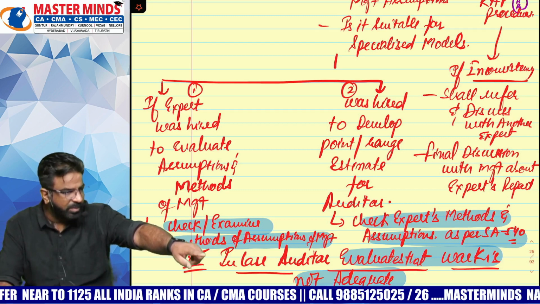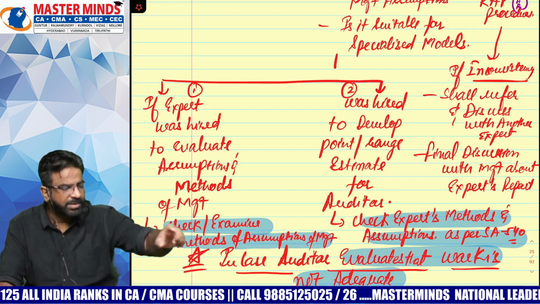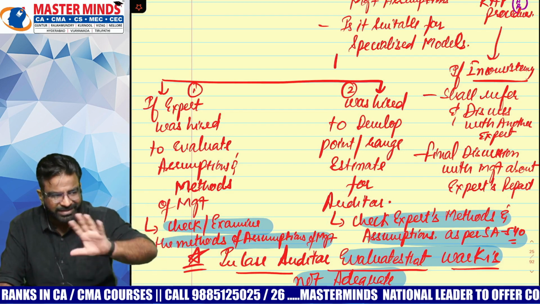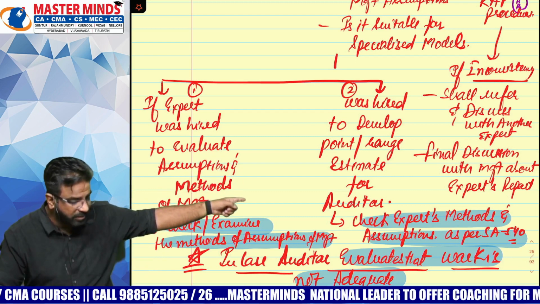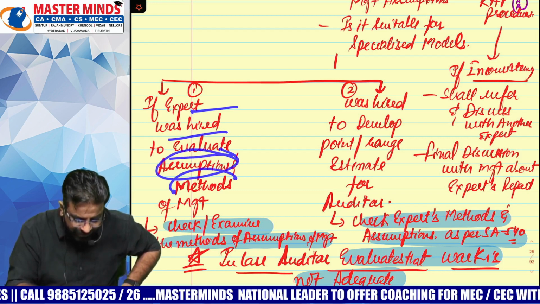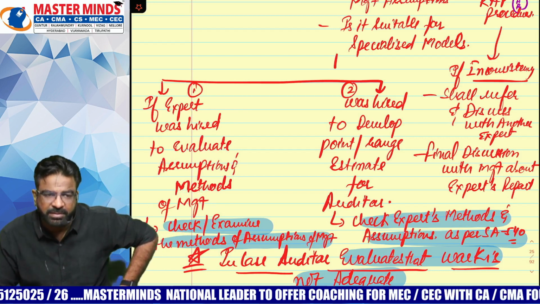Do you remember you came to me day before yesterday with that MCQ? What was written in that MCQ? That the auditor hired an expert to evaluate whom? Same line. Look at the line now. The expert was hired to evaluate what? Assumptions and methods of whom? Management. Management has taken some assumptions and used some methods.